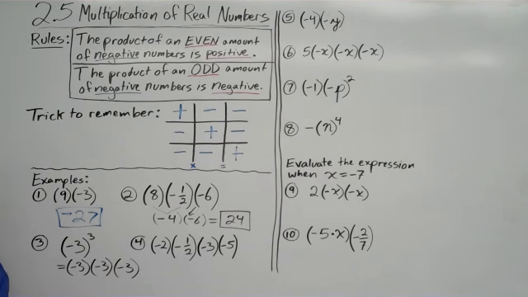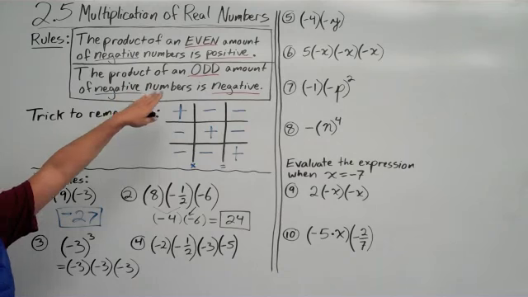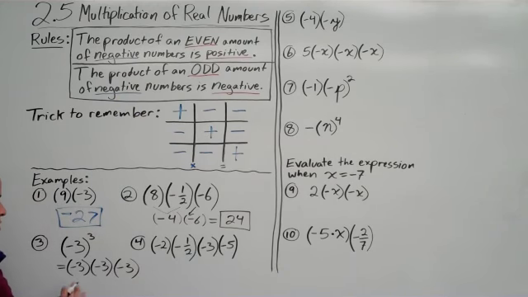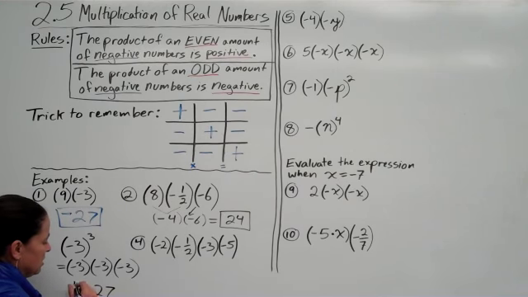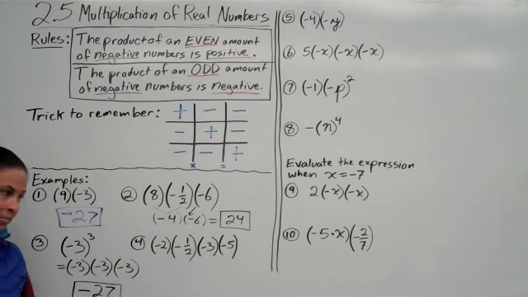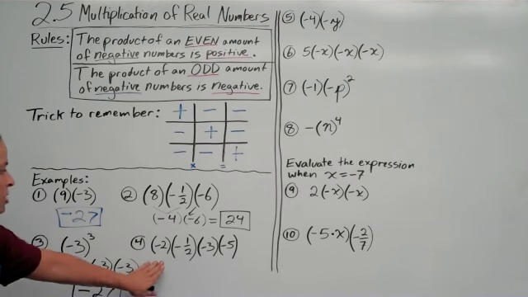So how many negatives do I have? 3 negatives. Odd or even? It's odd, so then it multiplies to a negative. So I already know my solution is a negative. And then what's 3 times 3 times 3? Very good. Negative 27. Okay? Let's go to number 4.